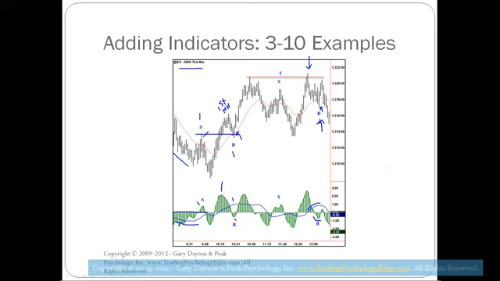Gajendra asks, is the 16 average a simple moving average? Yes, it is. It is a simple moving average. And Amy asks, is that the 20 period exponential moving average on this chart? Yes, and you can use a simple moving average, but I've always used an exponential. It just is a little quicker.